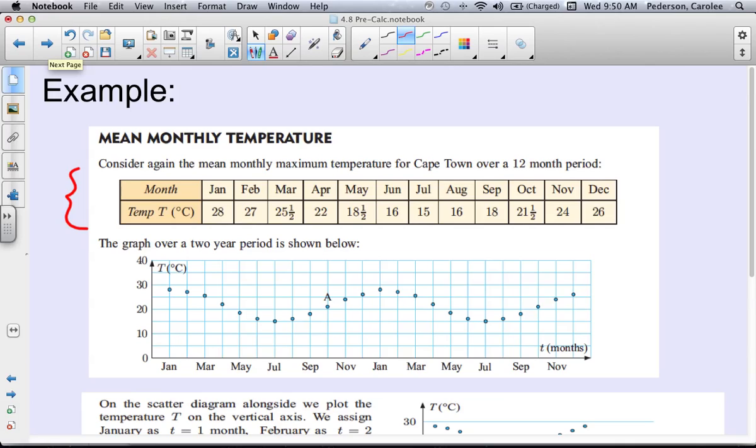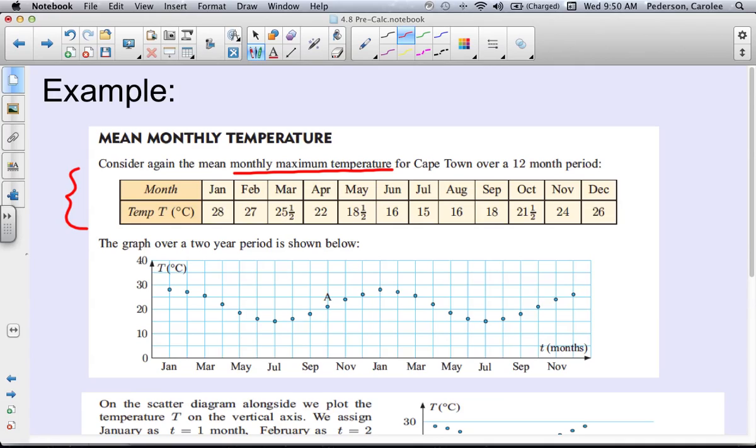So this is a 12-month snapshot of the monthly temperatures for Cape Town, Africa. And each month they put the mean temperature. And then they constructed a graph. In our notes today, we're not going to have you take the time to graph it out, but in your homework, you will have to graph it out.